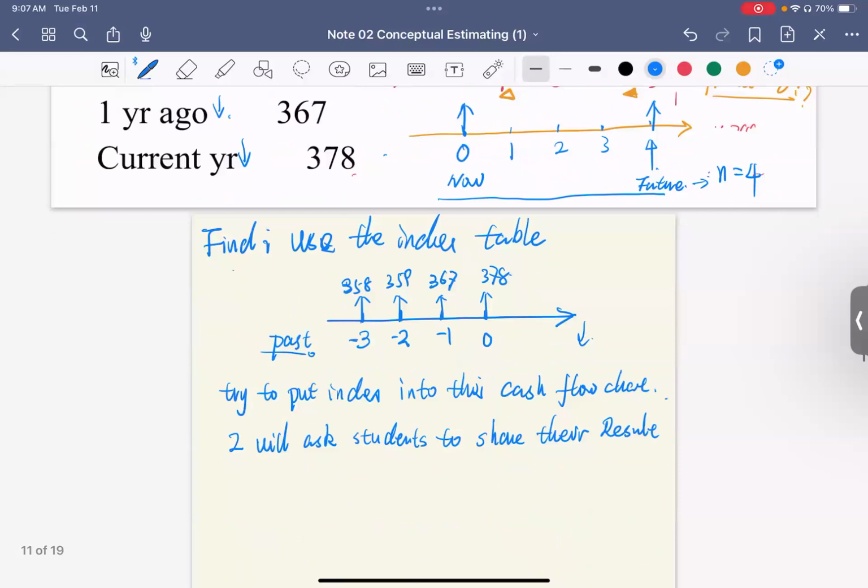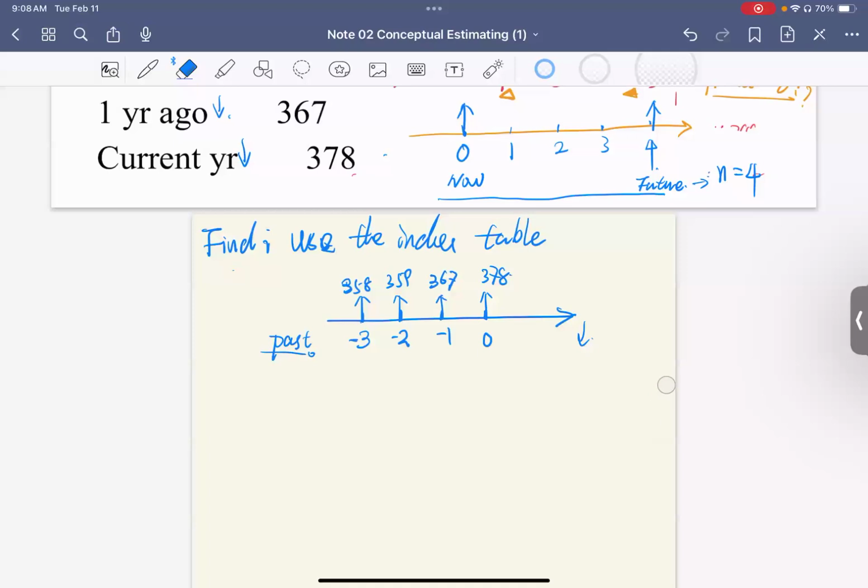So we're going to convert this one into a current year model. So similarly, we have here 1, 2, 3. So we need to plus 3 here to get this one equal to 0, right? And the -2 plus 3, you're getting 1. And the -1, you plus 3, you're getting 2. And the 0 plus 3, you get a 3.